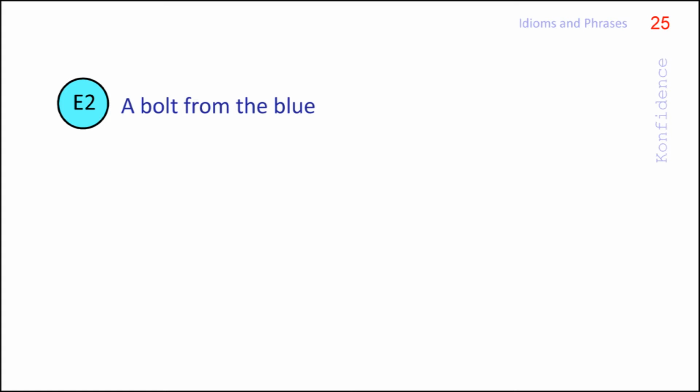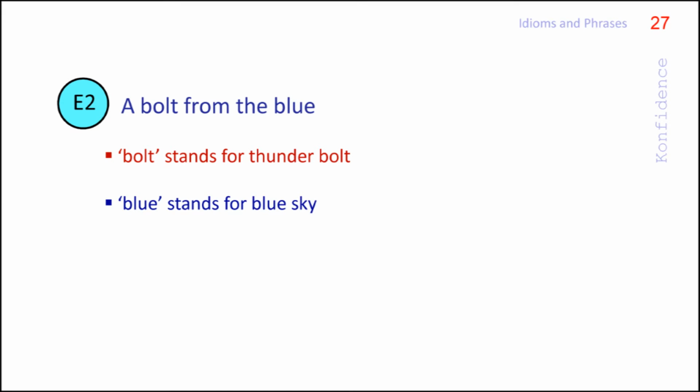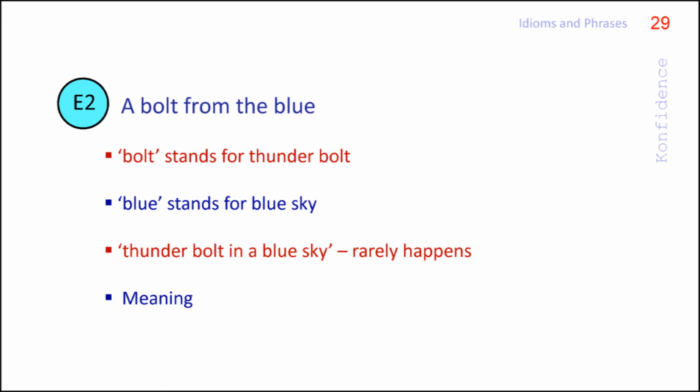In the second example, bolt stands for thunderbolt and blue stands for blue sky. When the sky is blue, nobody expects thunderbolt. But rarely we see thunderbolt in a blue sky. So the meaning of the idiom is something that happened unexpectedly, sending shock waves.